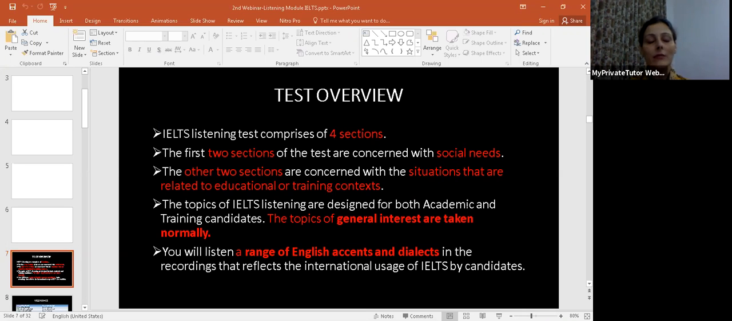I would like you to focus on the test overview, how it's going to be. From the first slide I'm also giving you glimpses of this, but I would like you to enforce all these points.